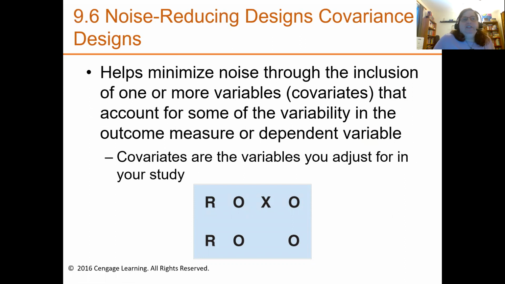A covariance design. This one helps minimize noise through the inclusion of one or more variables, such as a covariate, that account for some of the variability in the outcome measure or dependent variable. This one's probably more familiar. It's when you add covariates that you adjust for in your study. Most people tend to adjust for demographic variables in a study because they know that can make a difference in the outcome.